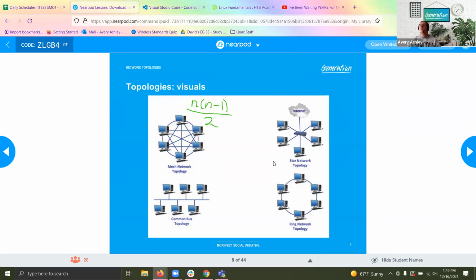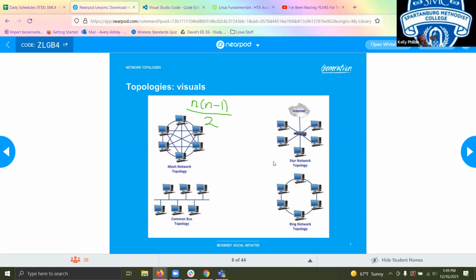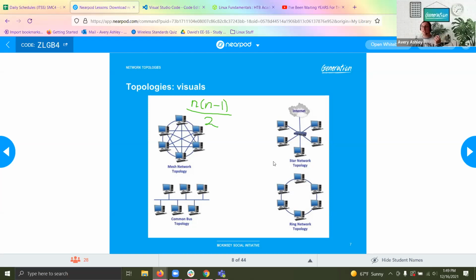And so the number grows very, very quickly the more connections you have. It becomes untenable very quickly. Yes. If you just have 10 devices, that's 10 times 9, which is 90 divided by 2. That's 45 connections. It's a lot of cabling. And so it's not very feasible for larger companies.